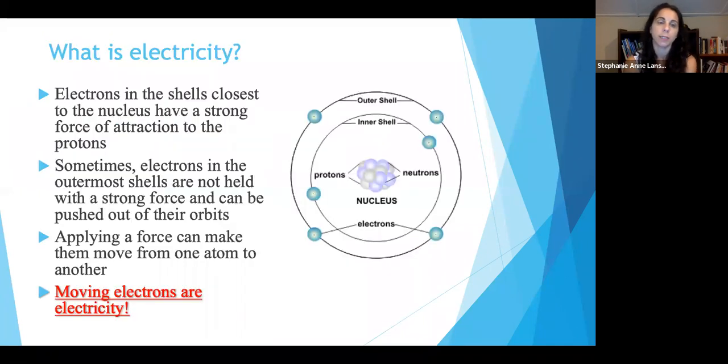So what is electricity? Electrons in the shells closest to the nucleus have a strong force of attraction to the protons. And sometimes electrons in the outermost shell are not held with a strong force and can be pushed out of their orbit. Applying a force then can make them move from one atom to another. Those moving electrons are electricity. They're moving electrons that are forced out.